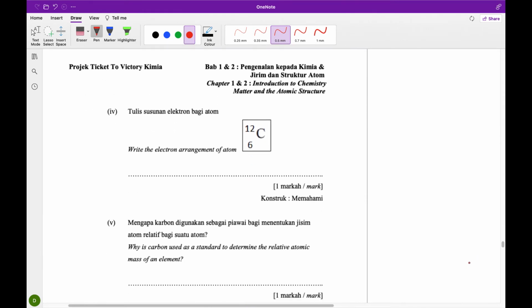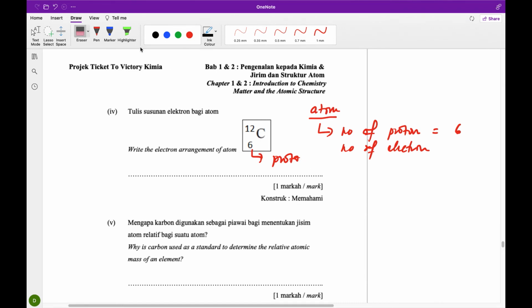They are asking us to write the arrangement of electrons for the atom. Arrangement of electrons means we need to get the number of electrons. For an atom, we must understand its atomic structure. The number of protons is the same as the number of electrons, which is 6 in this case, because this is the proton number.